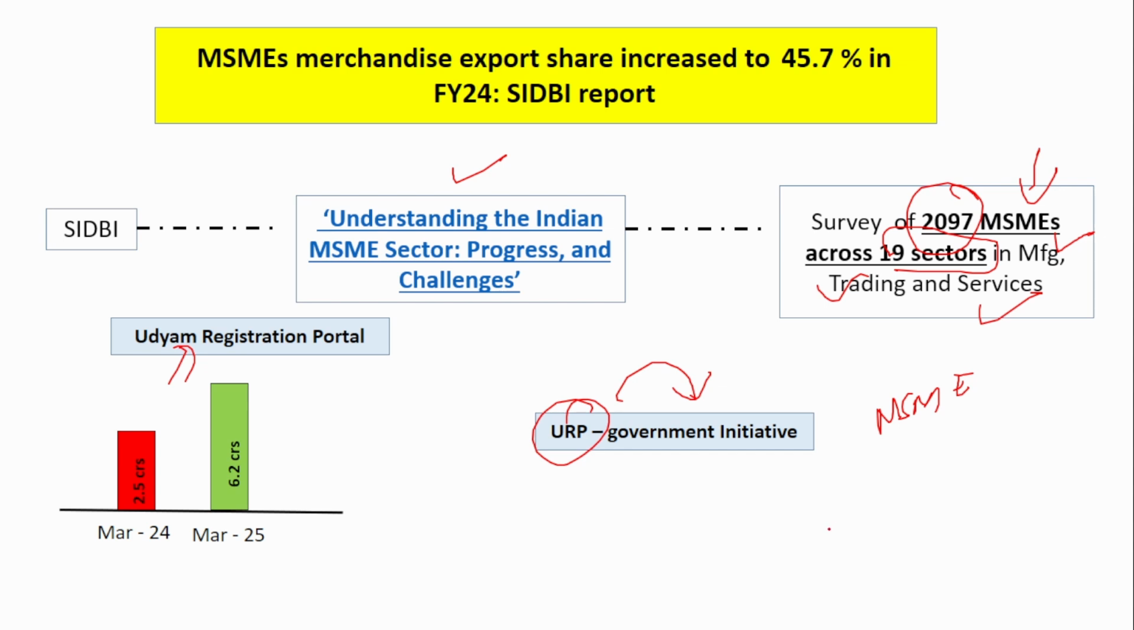Okay, so this is actually very good for them because it will be quite easier for them to get loans from the banks. So from 2.5 crores, it has gone up to 6.2 crores as of March 2025.